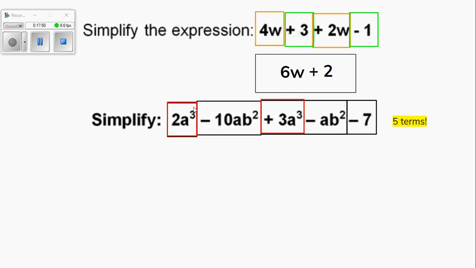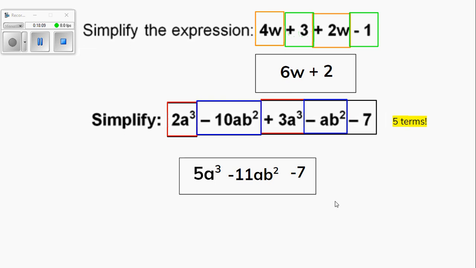The 2a cubed plus 3a cubed is where I'm going to get my 5a cubed. If I have a negative 10 of something and I take away one more of them, I have a minus 11 ab squareds. And there's nothing to combine with that negative 7. So we have 3 terms in my final answer.